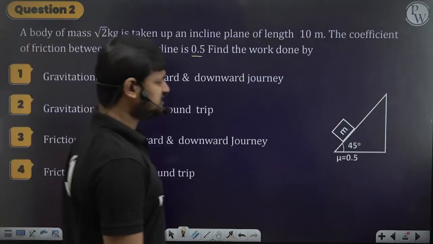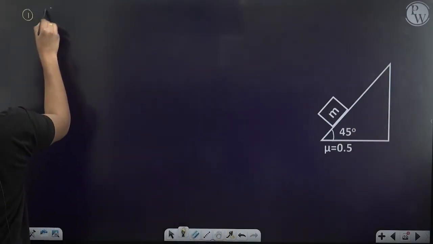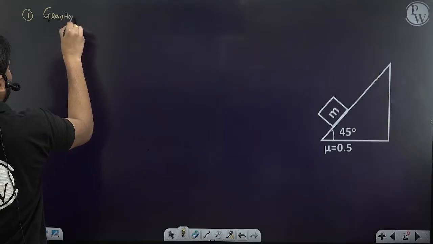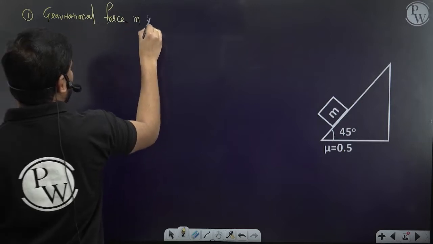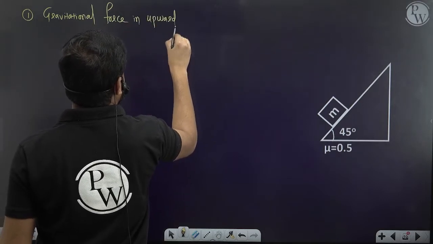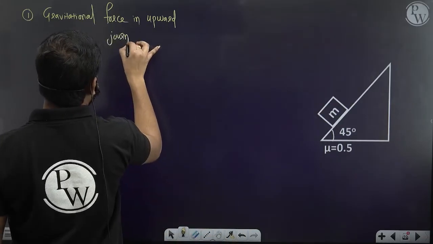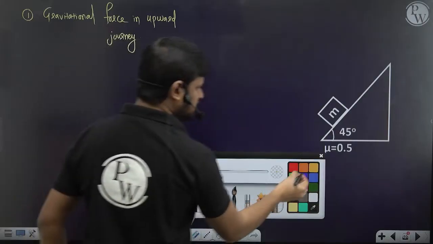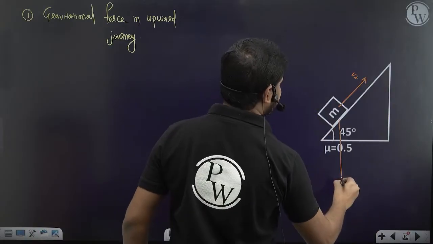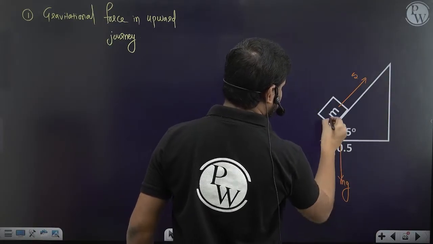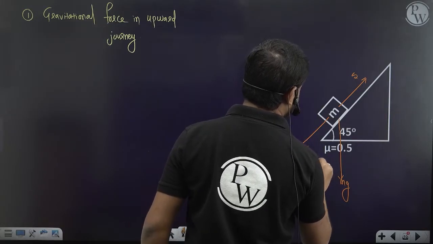See here. First thing, let me go for the concept, the first question. What we have to find? The work done by the gravitational force in upward and downward journey. First let's find in upward journey. What does it mean by upward journey? That means the object is moving upward, the object is displacing upward, so its weight mg acts downward, right? So what is the component of mg this side, which comes mg sin 45, yes or no?